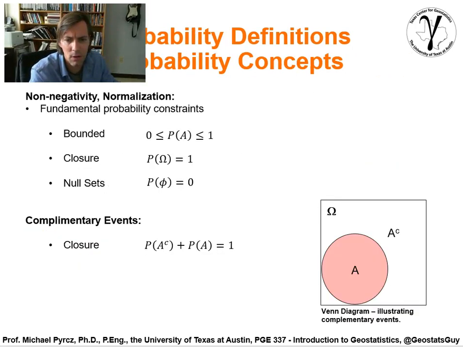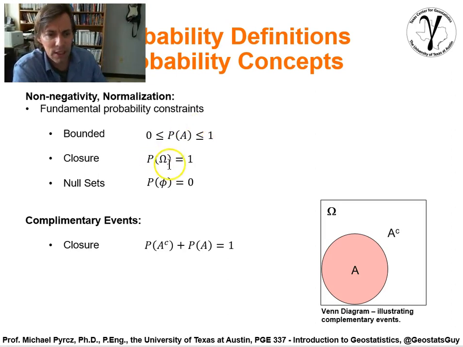So let's talk about non-negativity and normalization. So there are other fundamental probability constraints that we should look at. And these really get at very axiomatic types of ideas. The first one is that a probability is bounded. It must be greater than or equal to 0, less than or equal to 1. In other words, you cannot have a negative probability. You cannot have a probability greater than 1. That would not make sense.